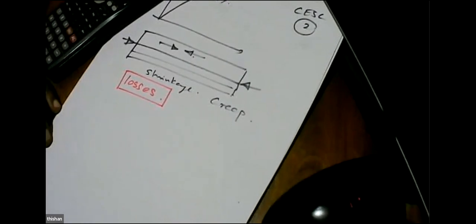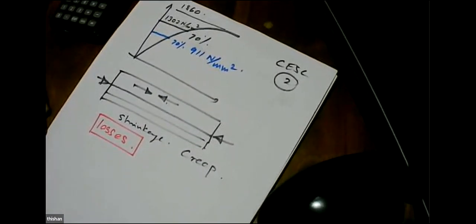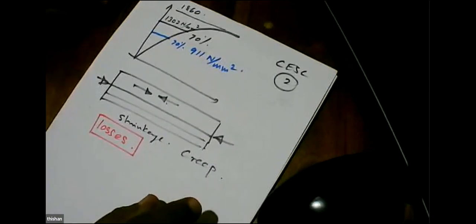So as we have losses, finally you find another 30% of this will be lost. So 70% of 1302 is something like 911 megapascal. So the stress in the steel is about 911 megapascal, right?